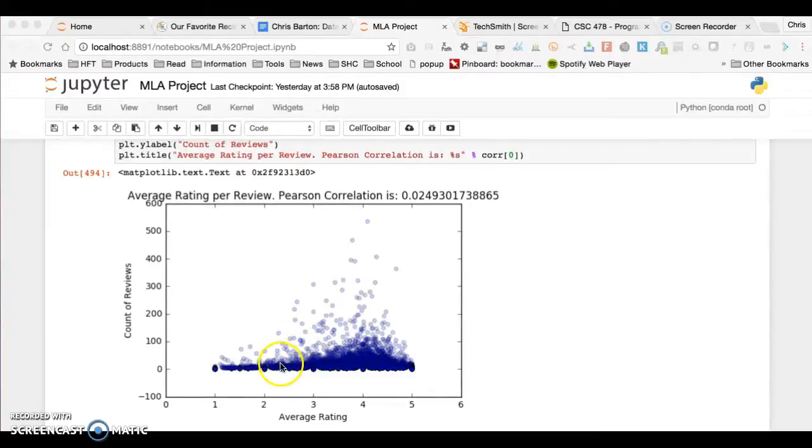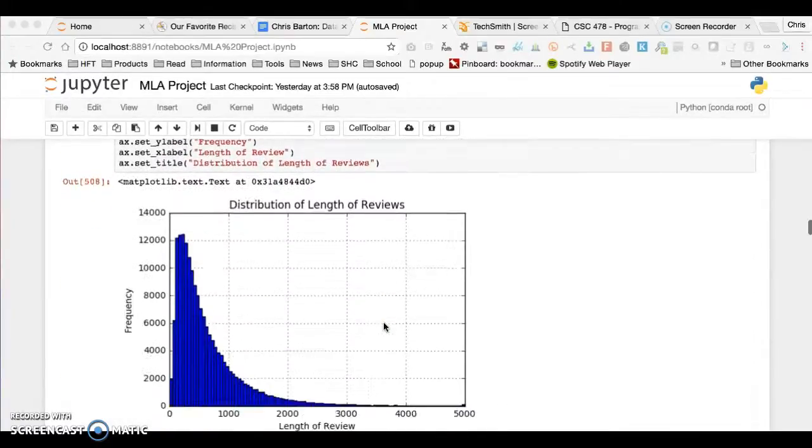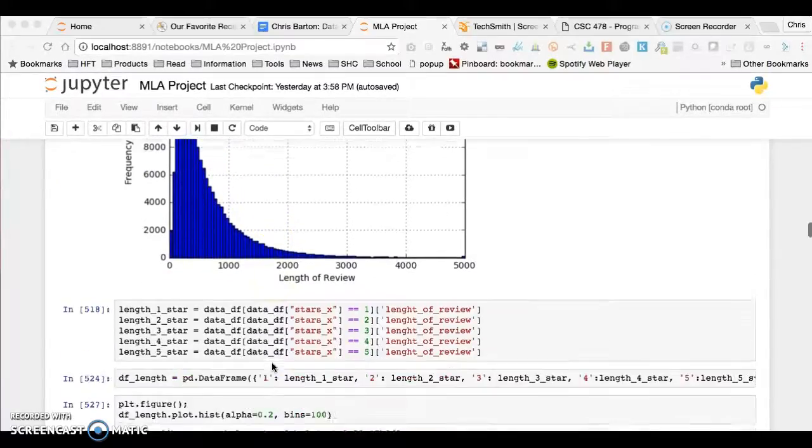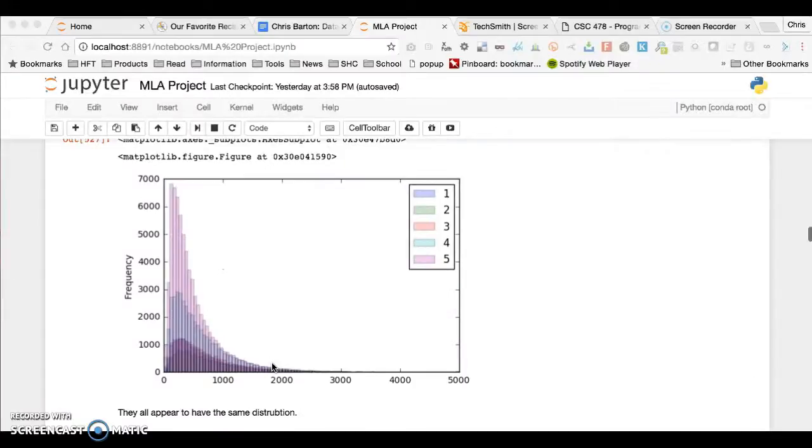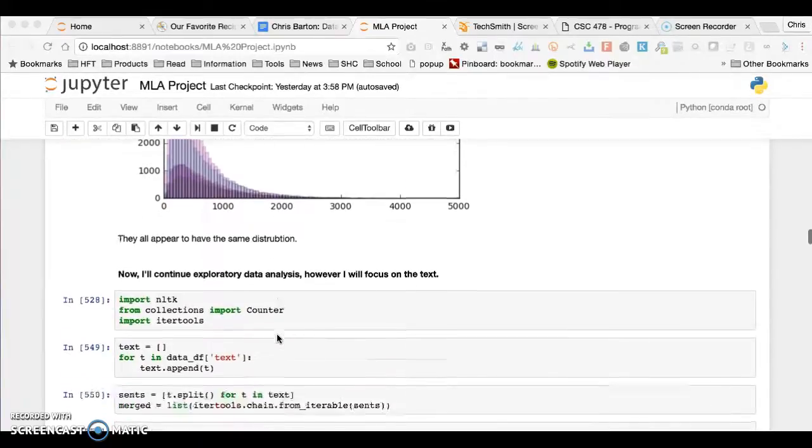Here we can see that there's not a strong correlation between the number of reviews a business has and their average rating, but there is a slight positive correlation. Here's the distribution of the length of reviews, and then the distribution of length of reviews per rating. So we see that there's no significant difference really between the length and the types of ratings.